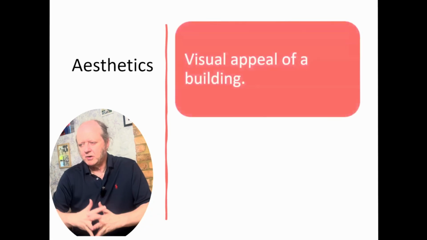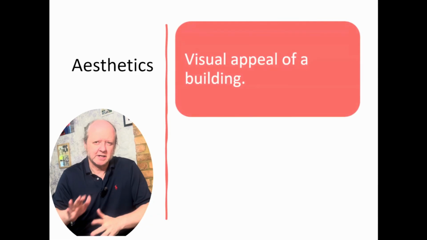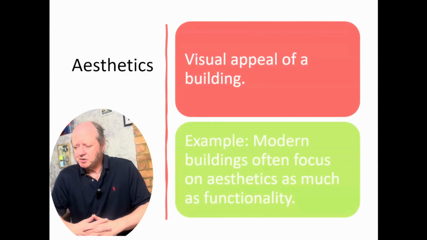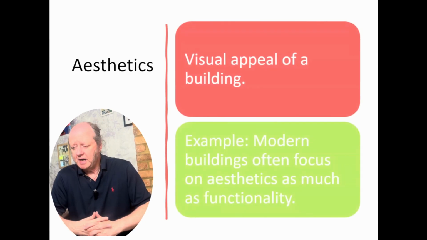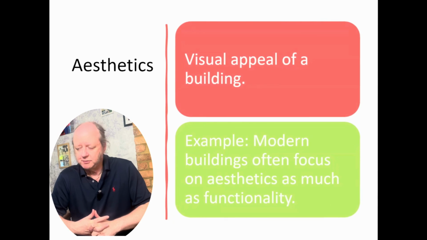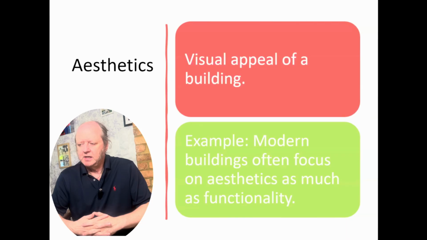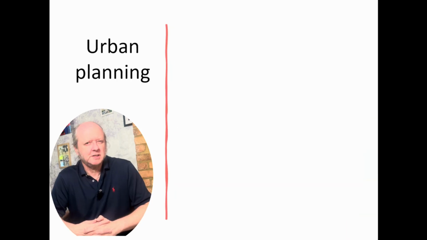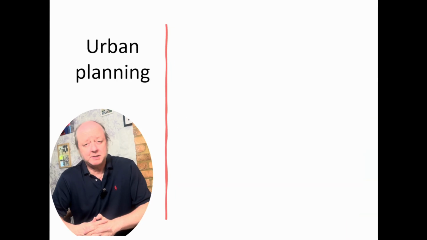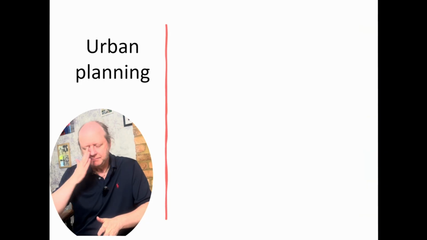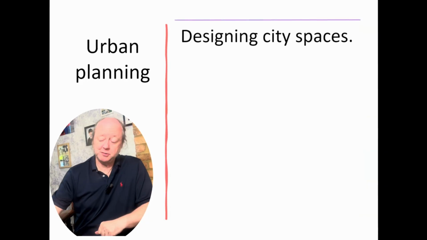And the first word we've seen already, if you watched the first vocabulary video about art, you will have seen this word, and that's aesthetics, about the appearance, the beauty or appeal of a building when you look at it. Example: modern buildings often focus on aesthetics as much as functionality. They focus as much on the beauty or the appearance of the building as well as how you can use it. We've seen this phrase a moment ago, urban planning. It's about planning out a city, designing city spaces. That's another way of putting it.